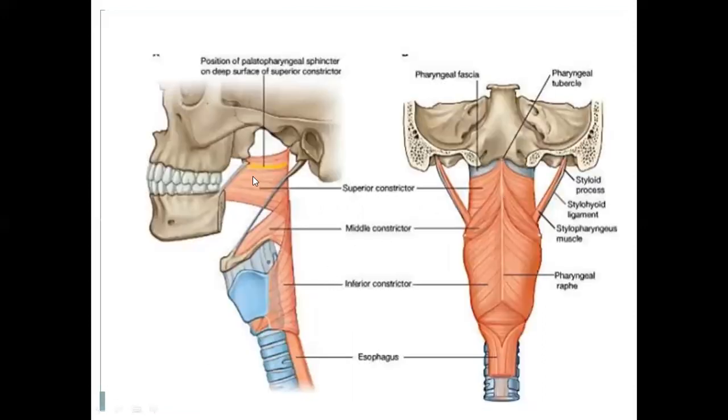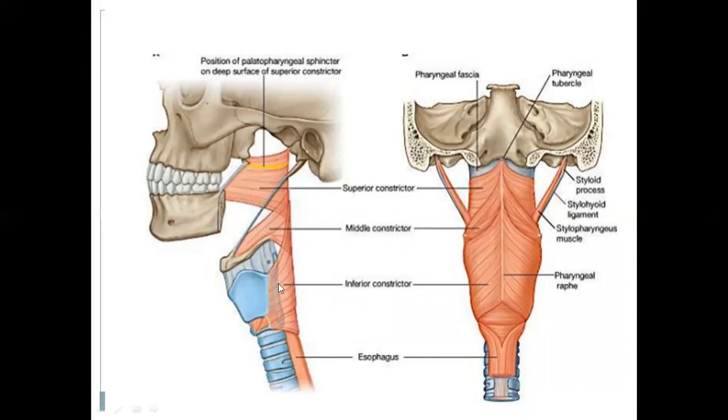This is the superior constrictor. It arises from the medial pterygoid plate, pterygoid hamulus, pterygomandibular raphe, and mylohyoid line, and attaches over the pharyngeal raphe. This is the pharyngobasilar fascia, arising from the pharyngeal tubercle and the petrous part of the temporal bone, and it forms the posterolateral wall of the nasopharynx. The superior constrictor overlaps the pharyngobasilar fascia.